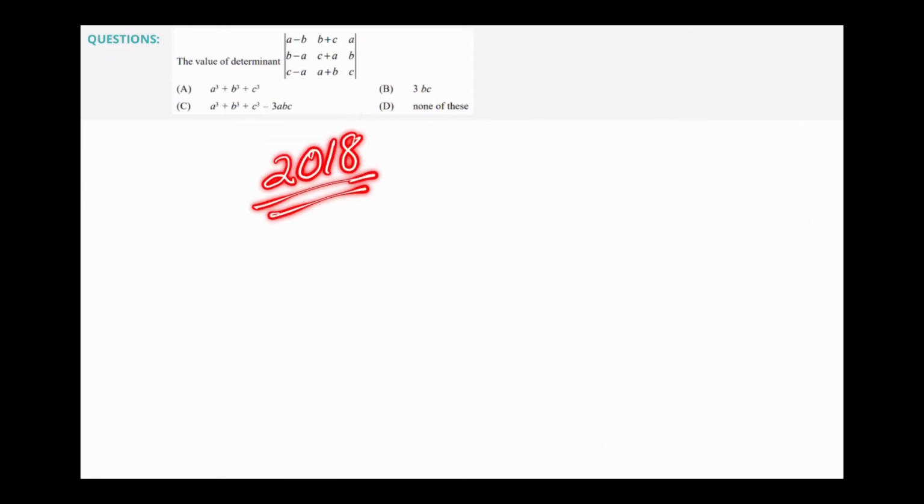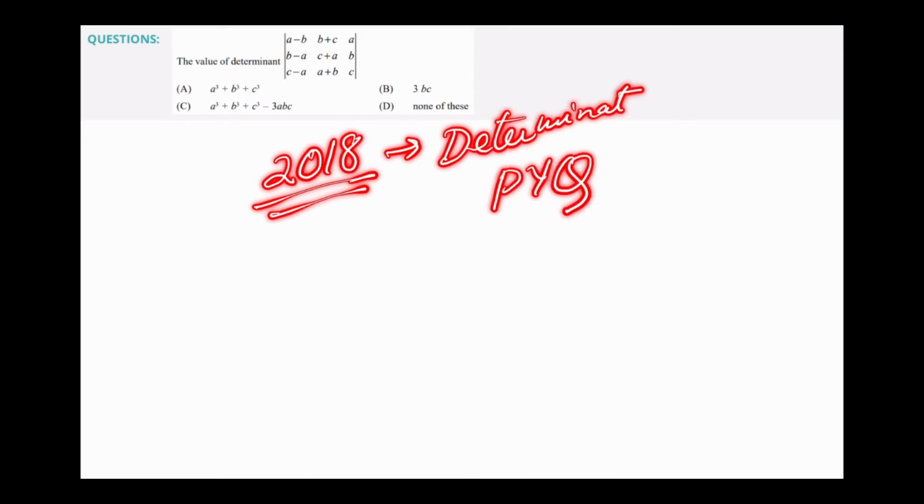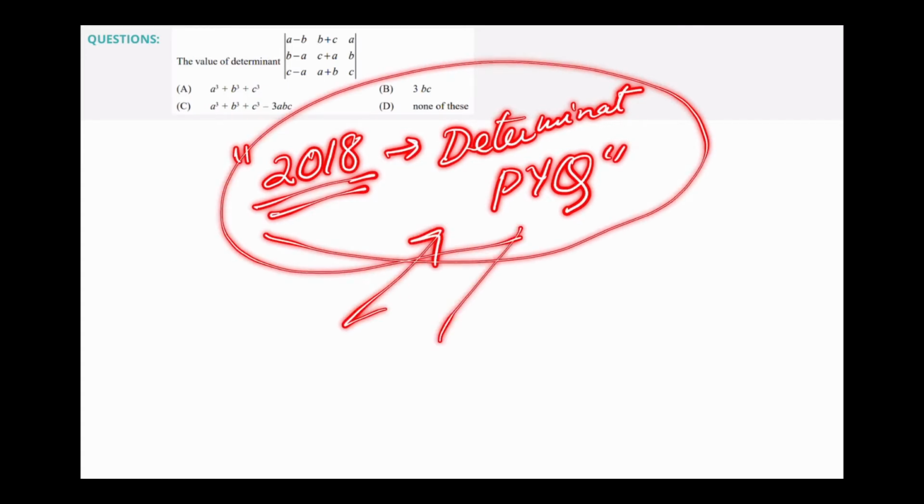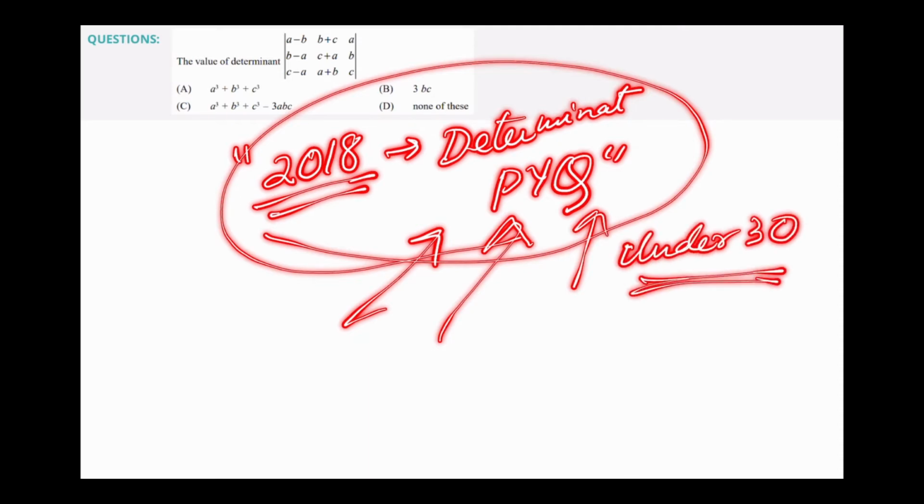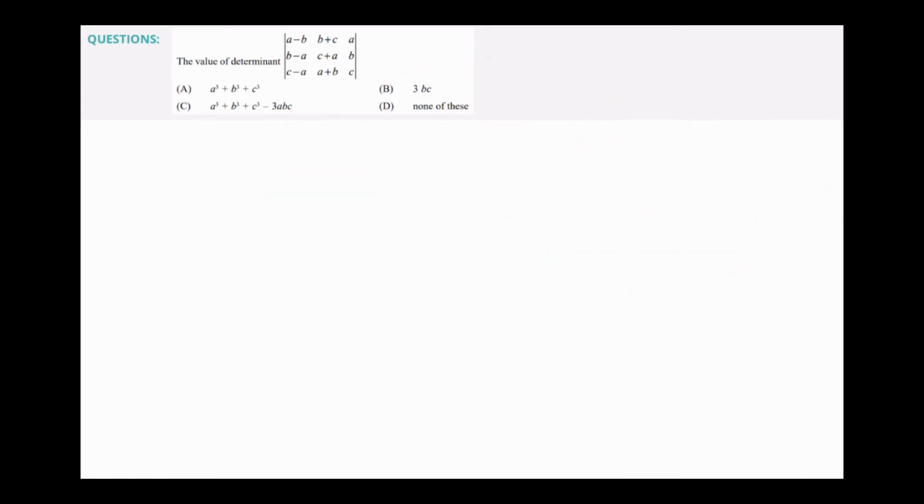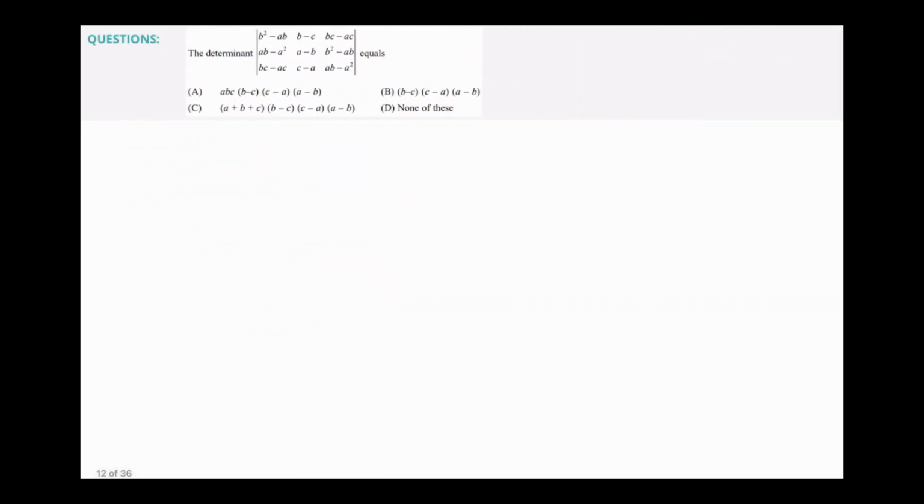Now let's see this question, students. We have already solved this question in the determinant PYQ section, in 2018. Go through that determinant PYQ video, okay. We have given you one simple shortcut method to solve it in under 30 seconds. We have given you two methods to solve it in under 30 seconds, very simple, okay.